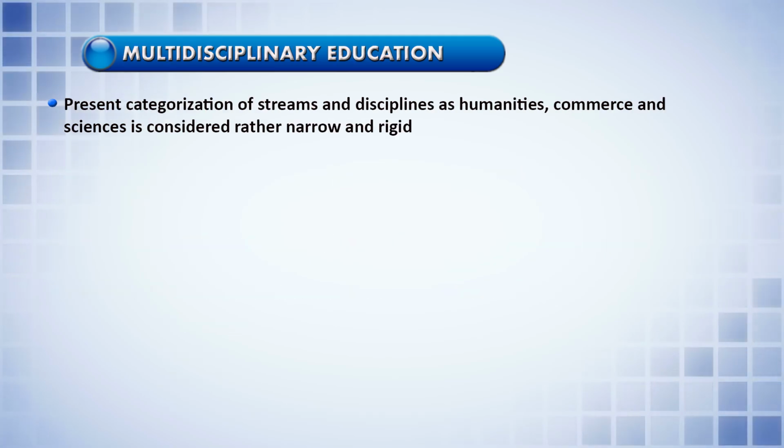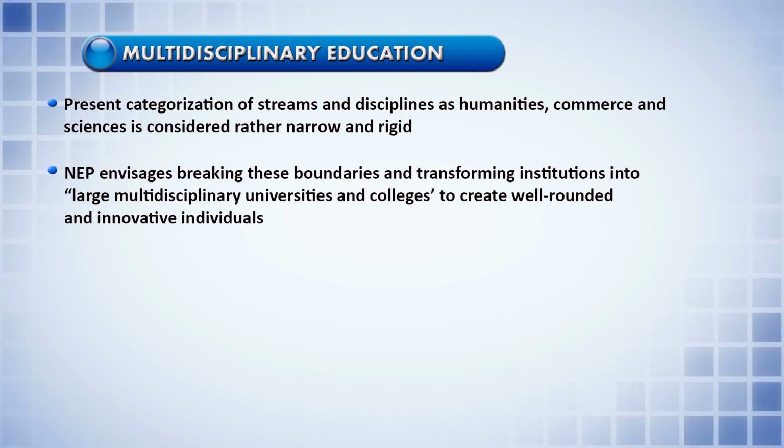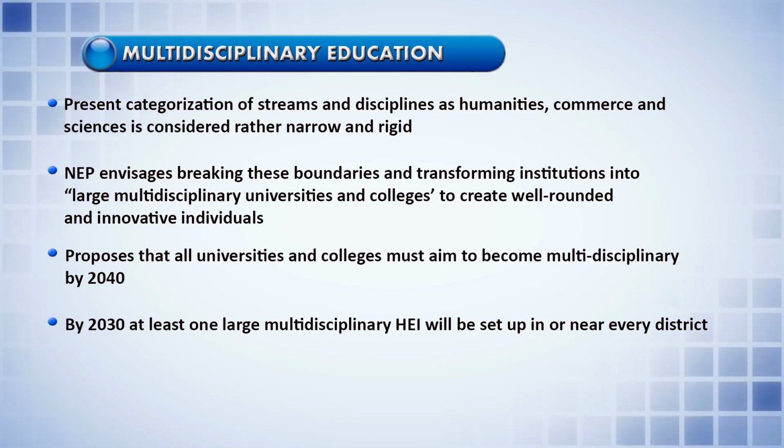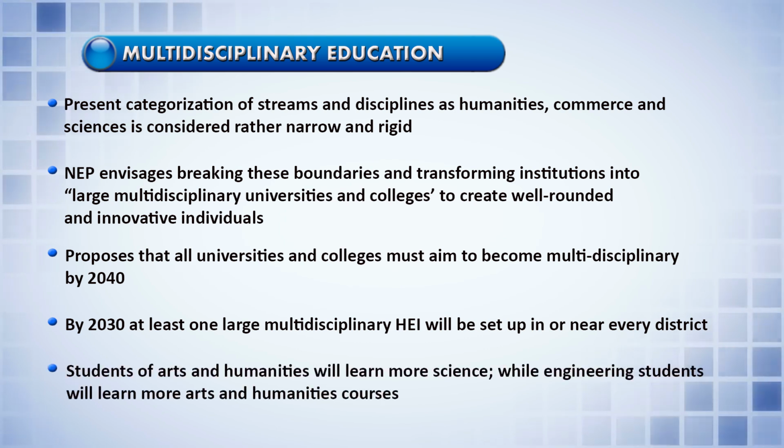The present categorization of streams and disciplines as humanities, commerce, sciences and so on is considered rather narrow and rigid by some scholars. The NEP envisages breaking these boundaries and transforming institutions into large multidisciplinary universities and colleges to create well-rounded and innovative individuals. It proposes that all universities and colleges must aim to become multidisciplinary by 2040. By 2030, at least one large multidisciplinary HEI should be set up in or near every district, in which students of arts and humanities will learn more sciences. At the same time, engineering students will learn more arts and humanities courses. And all higher education institutions will make an effort to incorporate more vocational subjects and soft skills. So this is how the NEP envisages it.